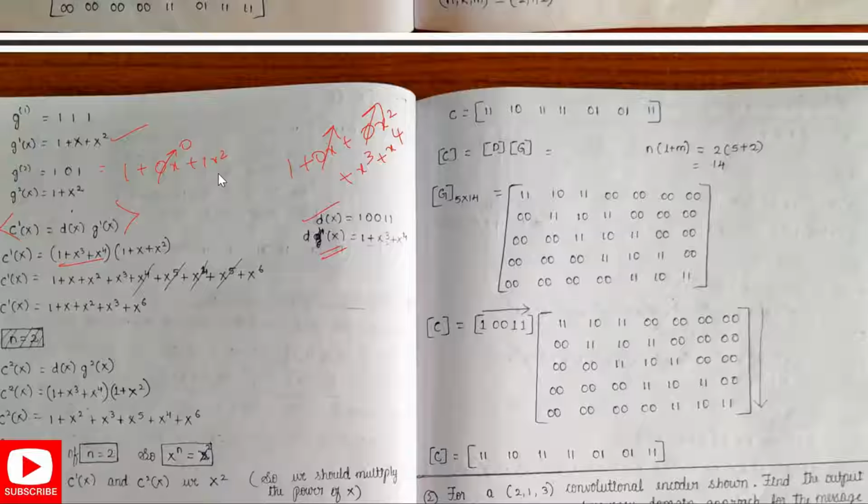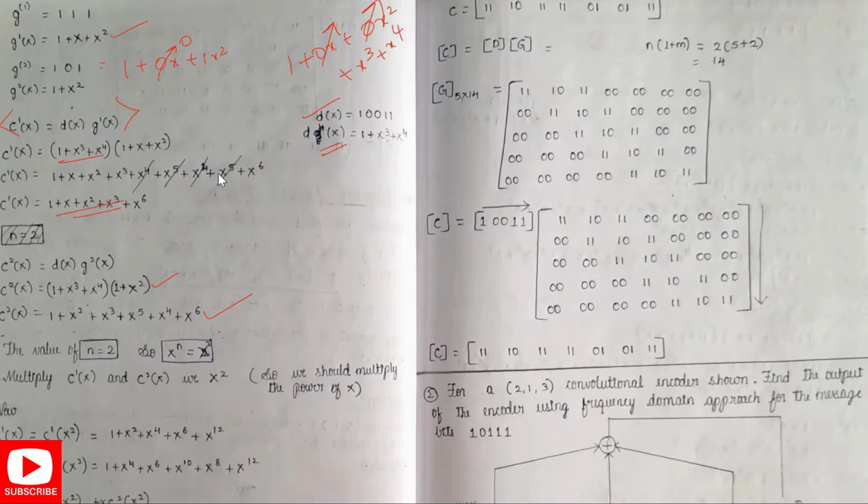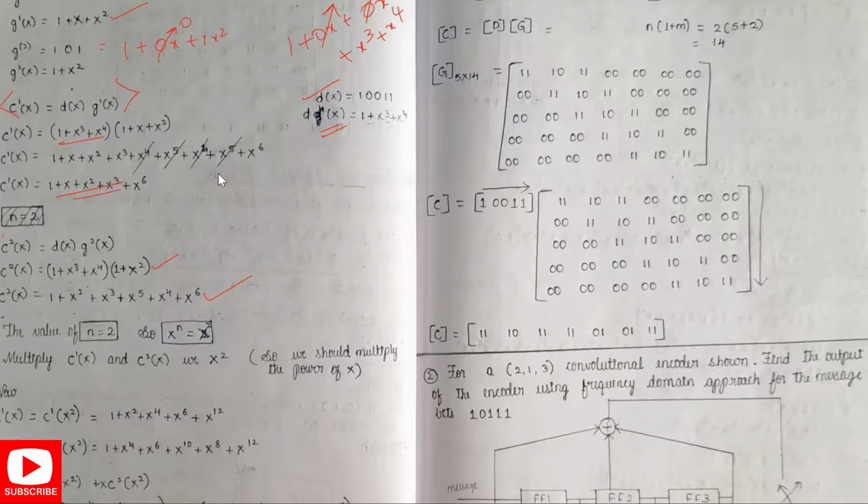You multiply it with each term and then finally you will get the first one, c1 of x. Similarly for c2 of x, write down the d of x into g of x, and you will get the value. The value of n is 2, so x power n is x square. Here we are finding c1 and c2, so our n value is 2.